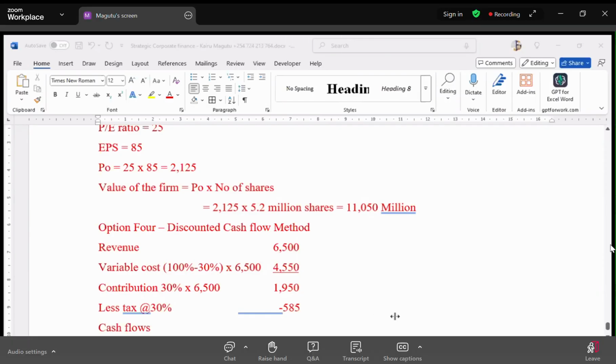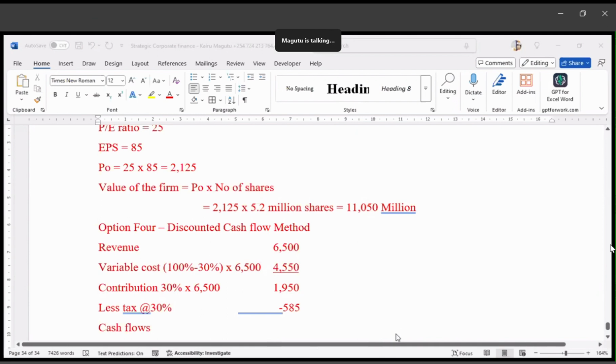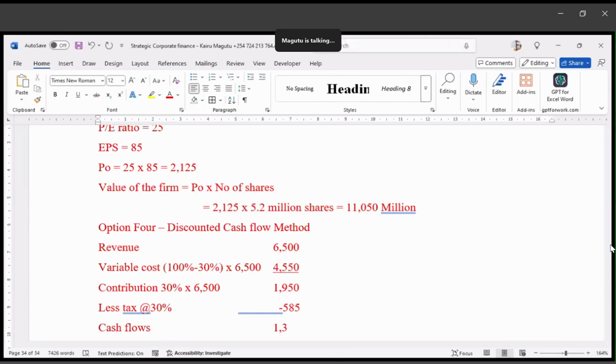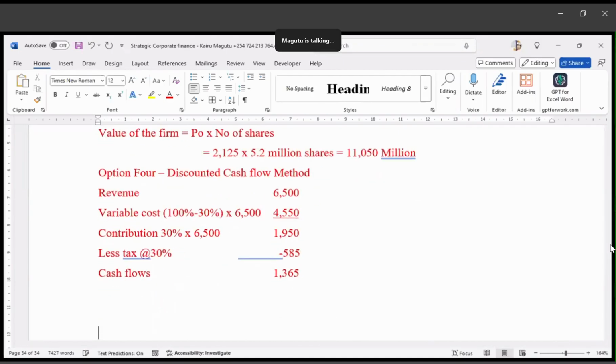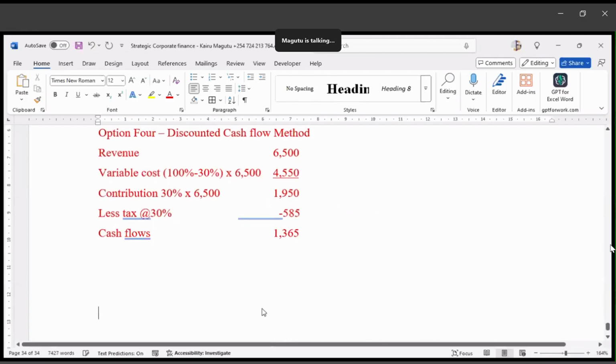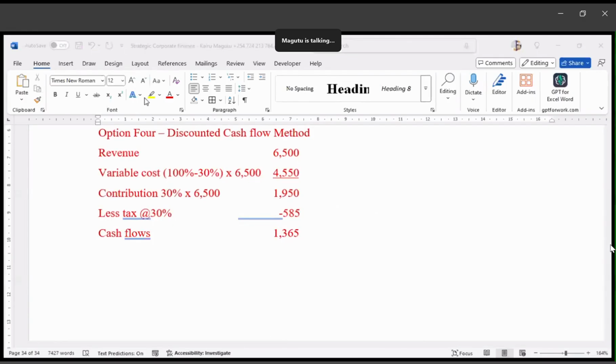Cash flow, the difference. Someone says 1365. 1365. So that is the cash flow. Do we have any information about terminal cash flows?